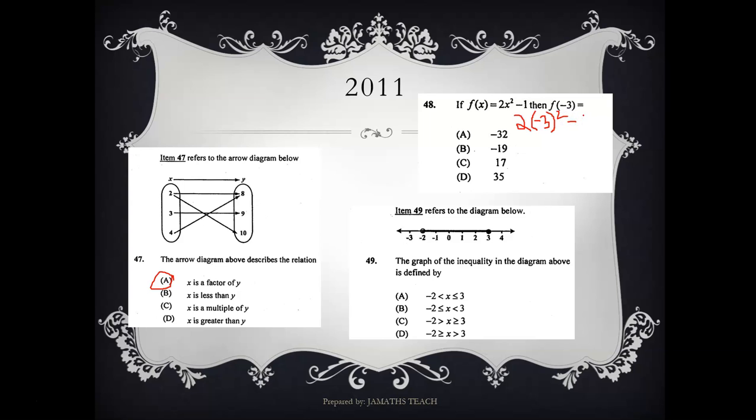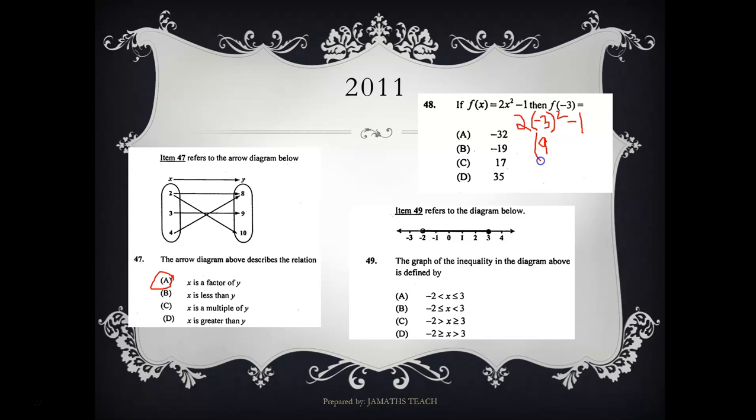minus 1. Now remember, you always work out the bracket first. It is what is in the bracket that is squared. So you have to do the square part first. So negative 3 squared is 9. Remember, once you square a number, the result must be positive. So negative 3 squared is 9.